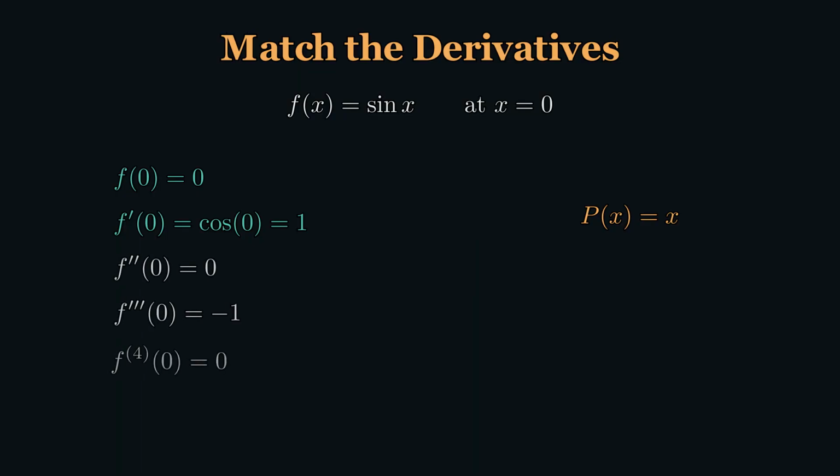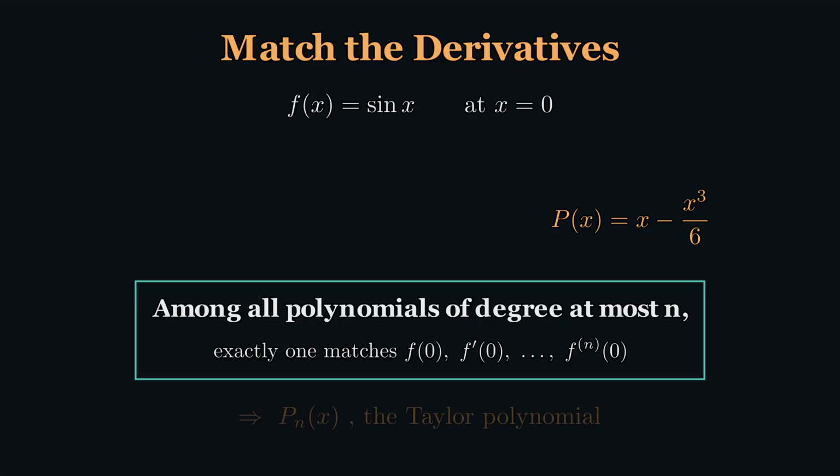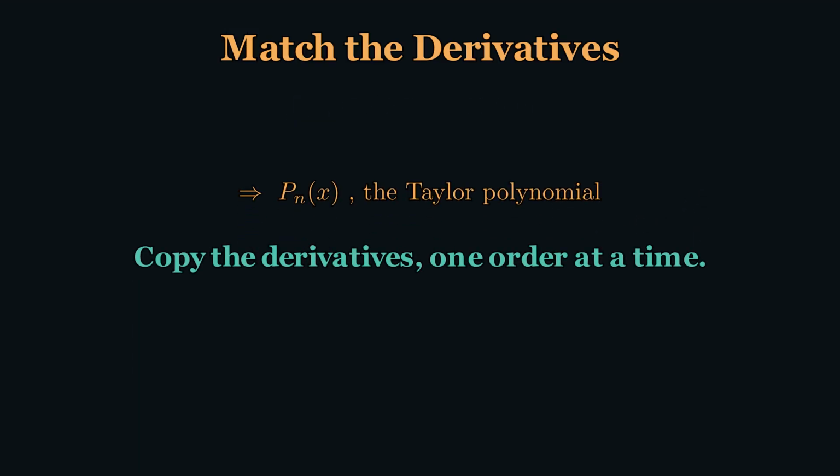Now match the curvature, and the derivative after that, and the one after that. Each new demand pins down exactly one more coefficient. And here is the key fact. Match every derivative up to order n, and among all polynomials of degree at most n, exactly one survives. That unique polynomial is the Taylor polynomial. It is not a formula to memorize, it is a construction. Copy the derivatives one order at a time.